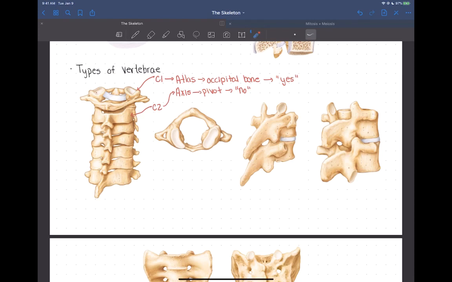You certainly don't need to know lumbar number 5 from lumbar number 1, all right? You just need to know it's a lumbar vertebrae. So let's talk about that really quick. Okay, so I've got one of each here. So this would be a cervical vertebrae, this would be a thoracic, and this would be a lumbar.